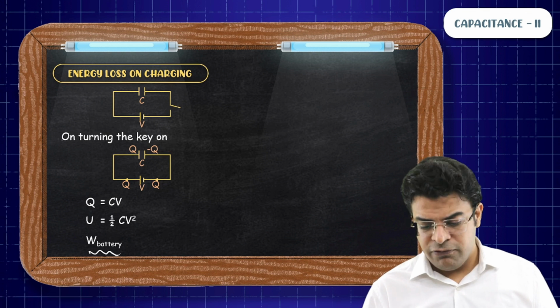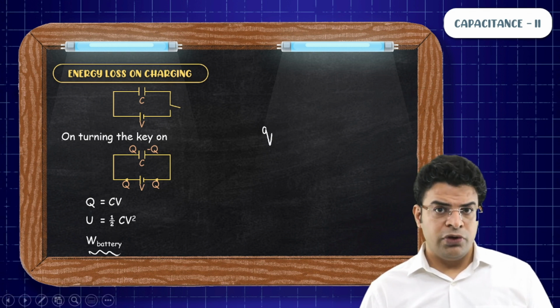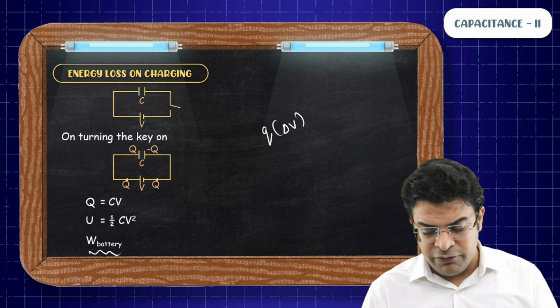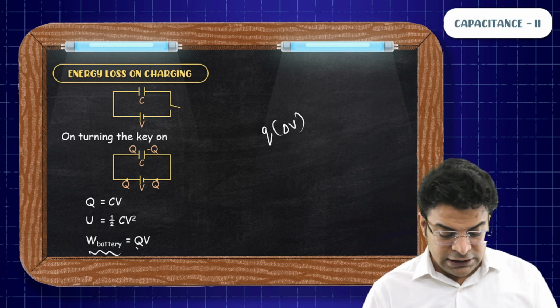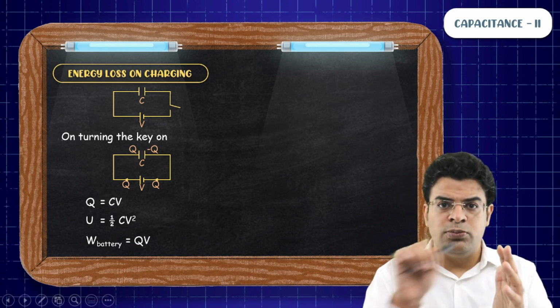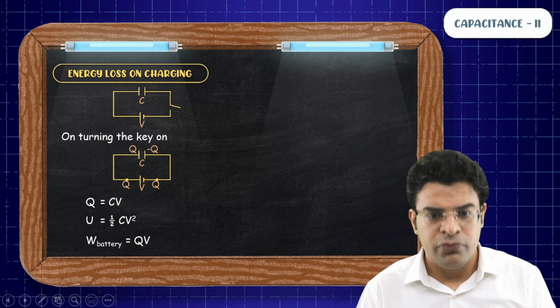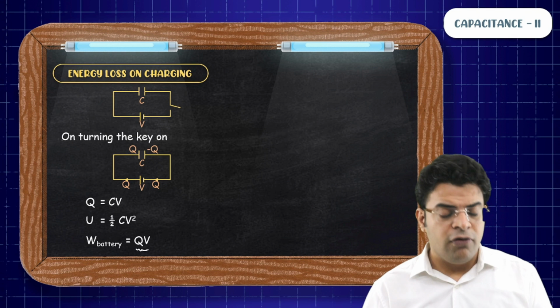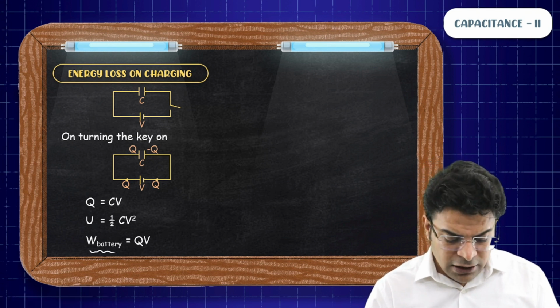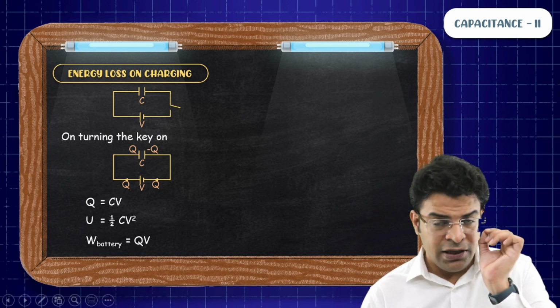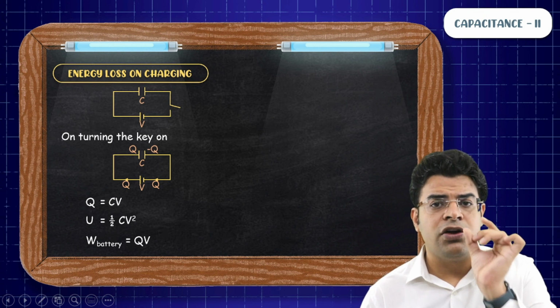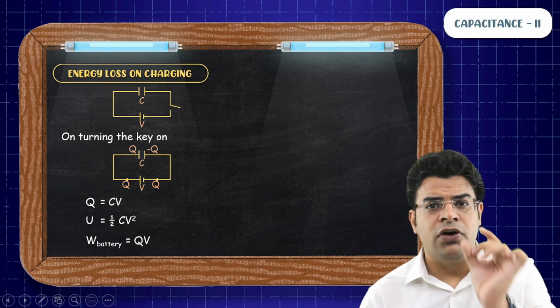We know that when the battery moves a charge Q across a potential drop delta V, then the work done by the battery is given by Q delta V, the charge it has moved multiplied by the potential drop through which the charge has been moved. This is the basic definition of potential. So the work done by battery will be equal to QV. Here V represents the potential drop across the terminals of the battery.